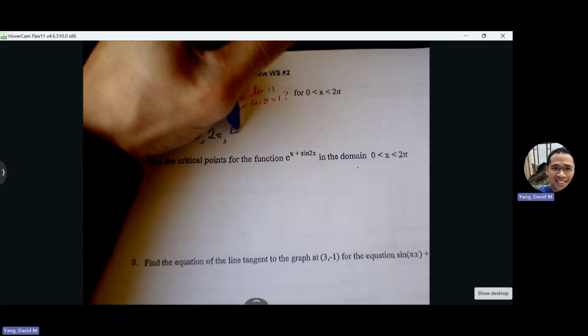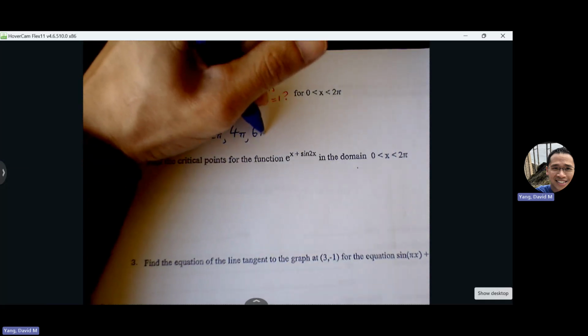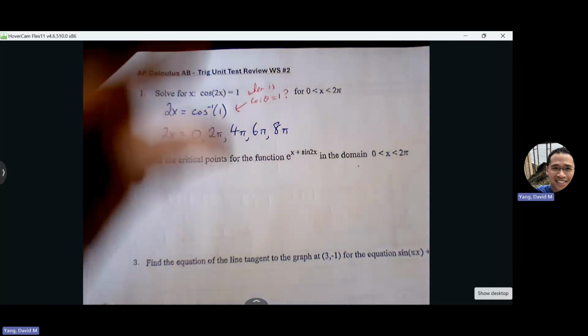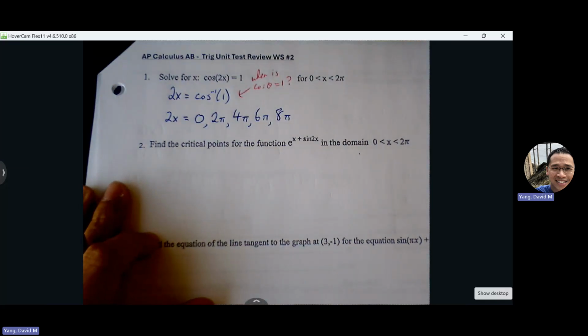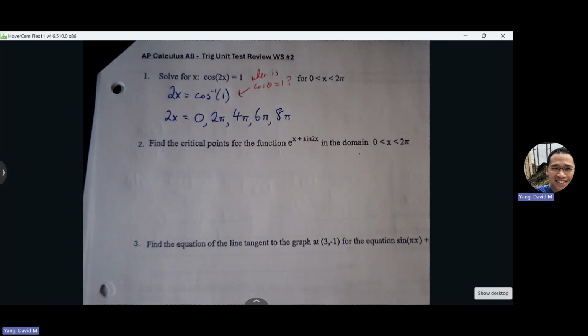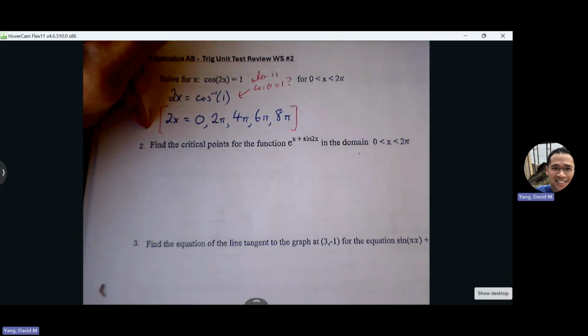Let's go a little further. Yep, so 4 pi. Yeah, maybe I don't need all the way to 8 pi, but I'm going to list them out just in case. Okay, I want to solve for x. Divide by 2, same thing as multiplying by 1/2.